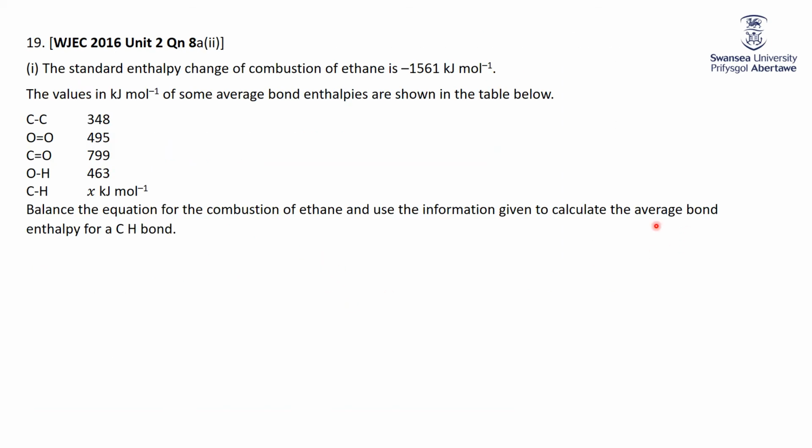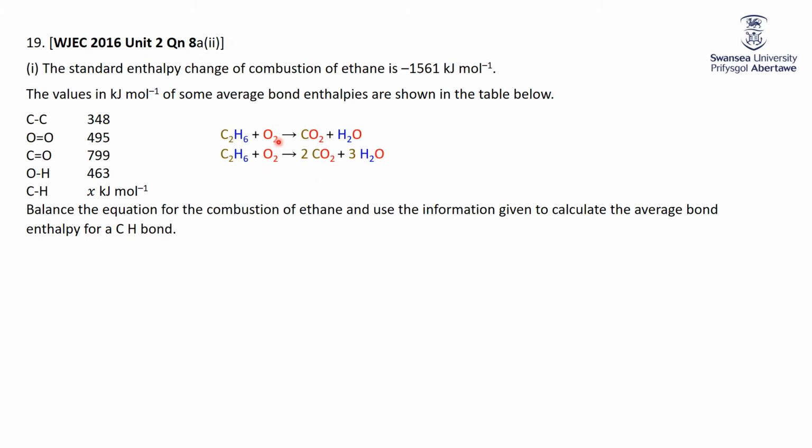Right, so again, we want to calculate the average bond energy for a CH using the combustion of ethane. Now, nasty people haven't even told us what the equation is, so let's do that. Ethane, C2H6, combustion, O2 makes CO2 and H2O. We need 2 carbons, so 2 CO2s, we've got 6 hydrogens, so 3 H2O. Balance out the oxygens, we've got 7 oxygens.